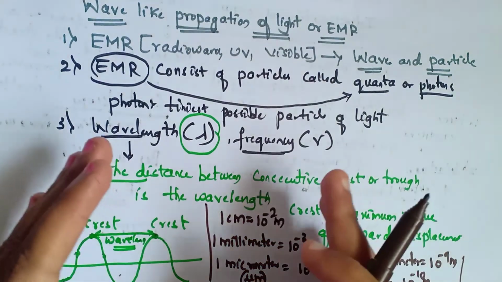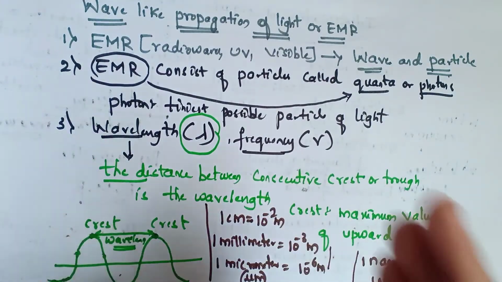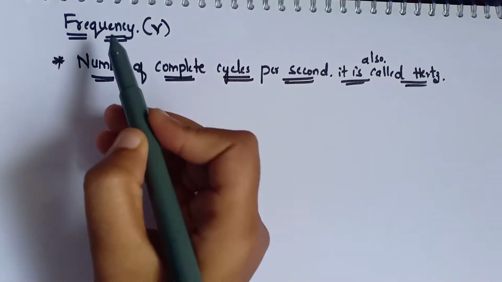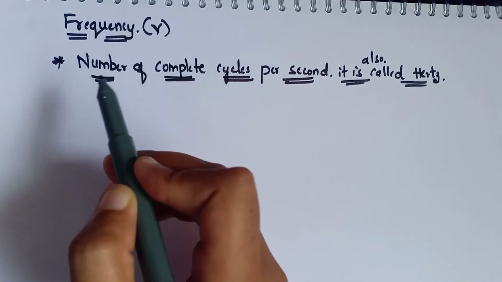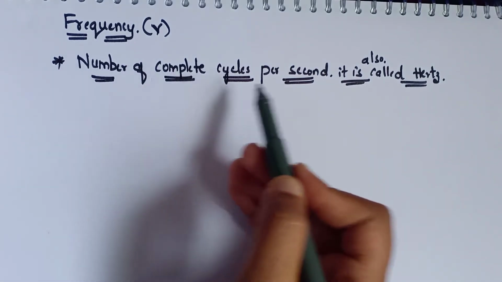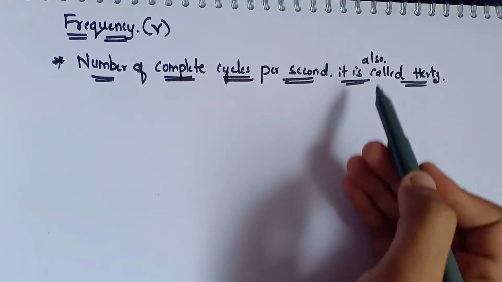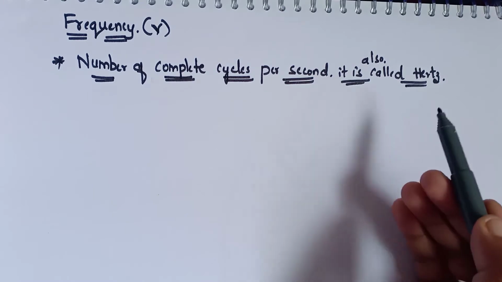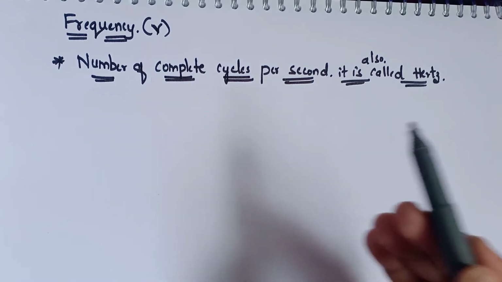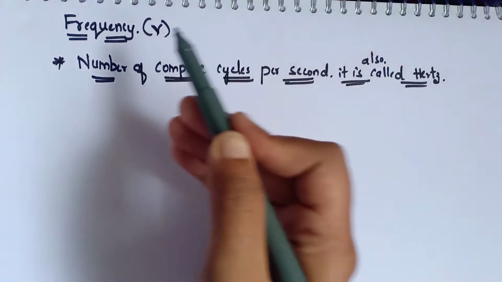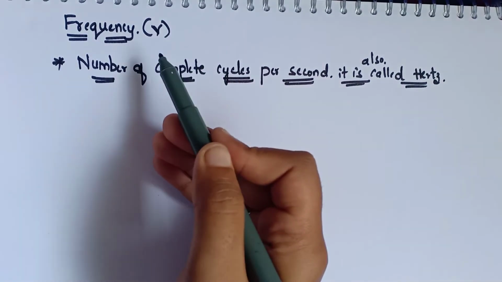Now we have learnt about the wavelength. Now we are going to learn about the frequency. Now we have to learn about the definition of this frequency. Frequency is denoted by nu. Now let's see the definition of this frequency. Number of complete cycles per second. It is also called Hertz. Here Hertz was named after the German physicist H.R. Hertz. So here the frequency is also called Hertz and it is denoted by nu.